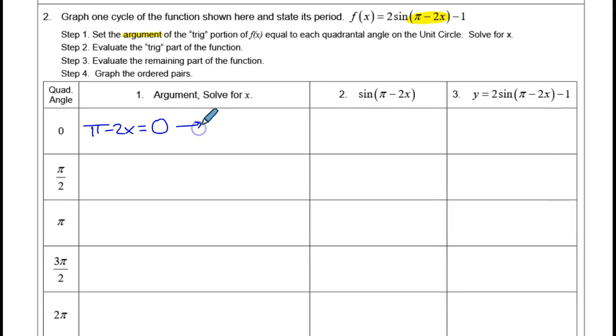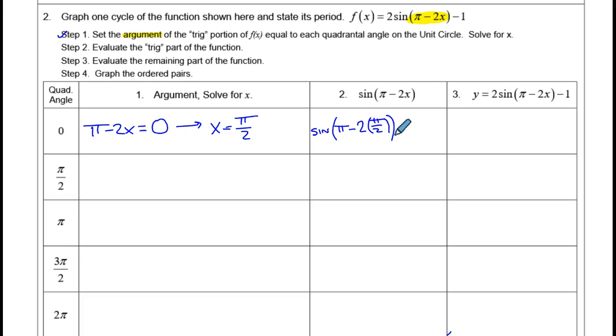So solving this equation for x gives me x equals pi over 2. Add 2x to both sides and divide by 2. Okay, step 1 is done. Step 2, evaluate the trig part of the function. So I'm going to plug this x value, pi over 2, into this expression. That's going to give me the sine of pi minus 2 times pi over 2.